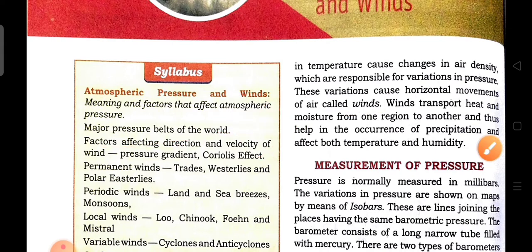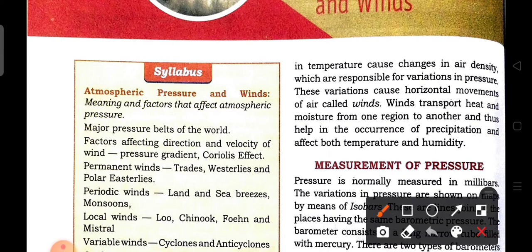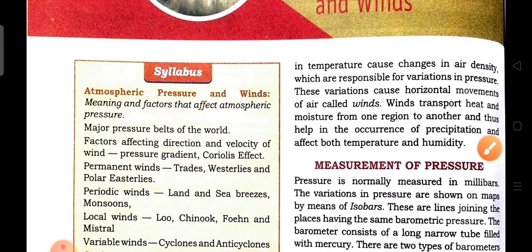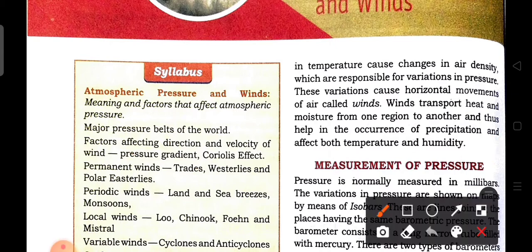The wind transports heat and moisture from one region to another. As we know, air carries moisture, and we call it moisture-laden air, to another region, and thus helps in the occurrence of precipitation, which also means rainfall. So precipitation is also called rainfall and affects both the temperature and humidity.